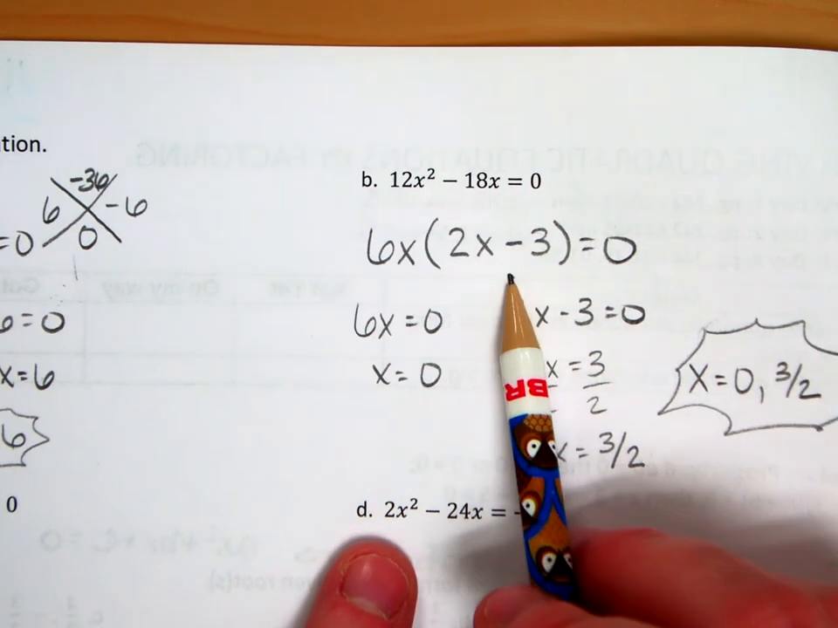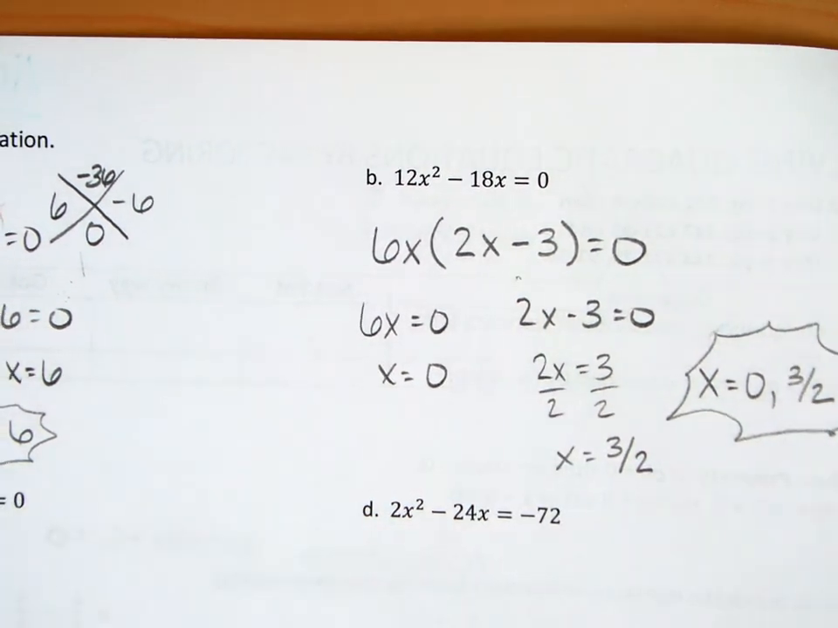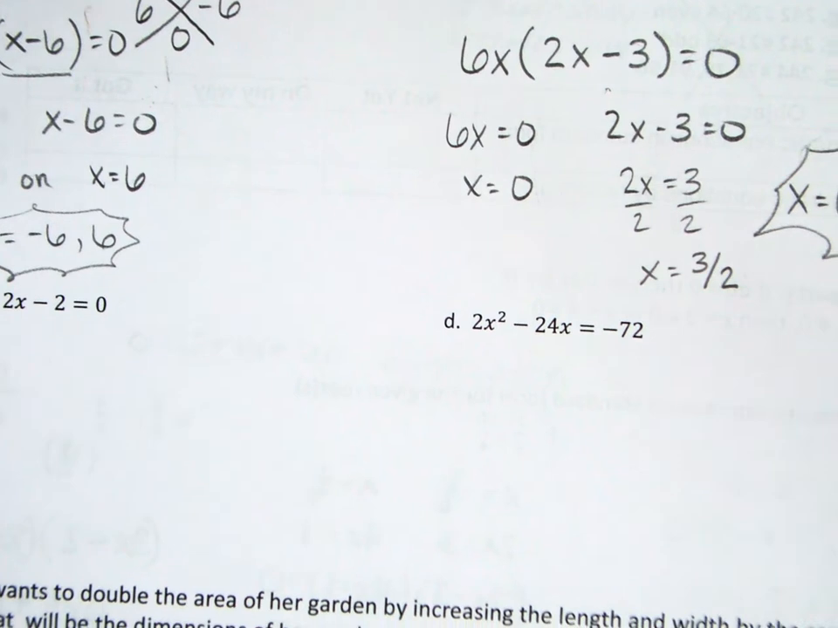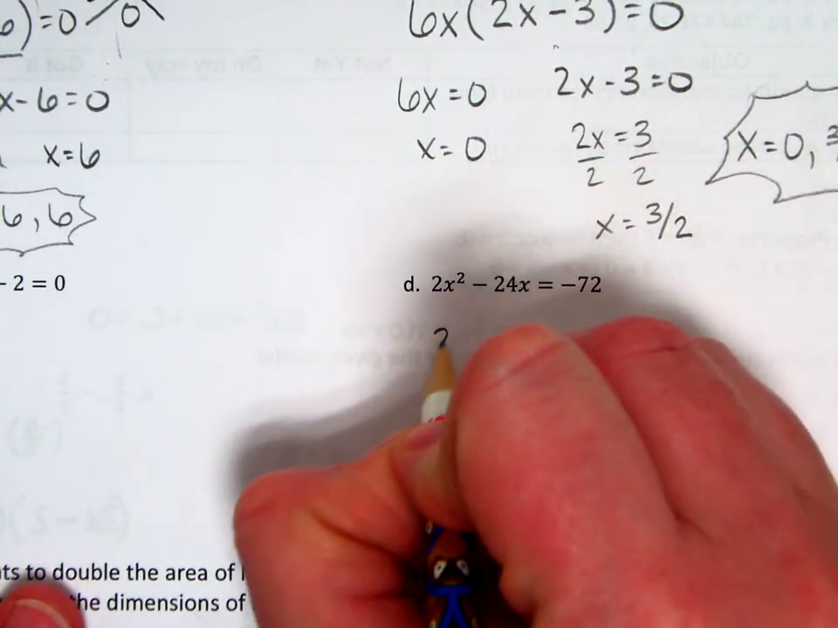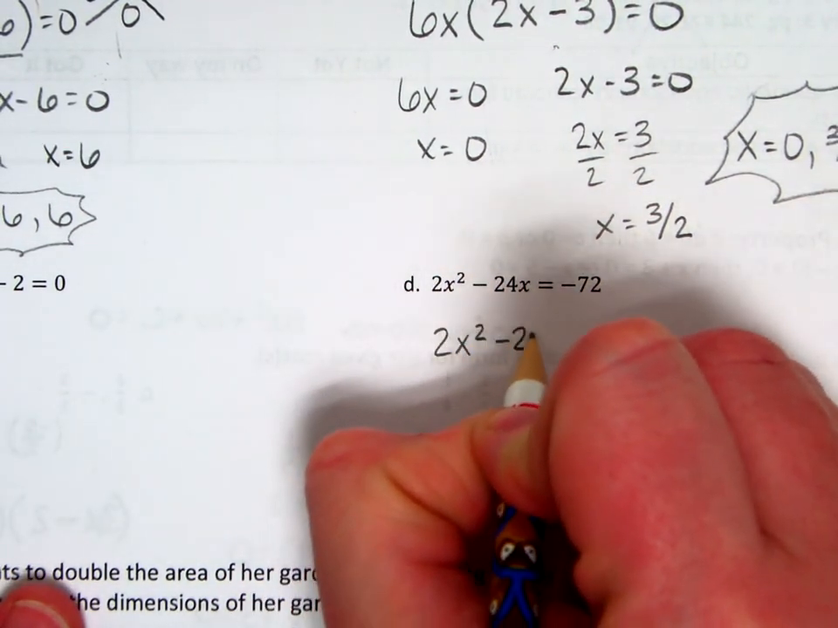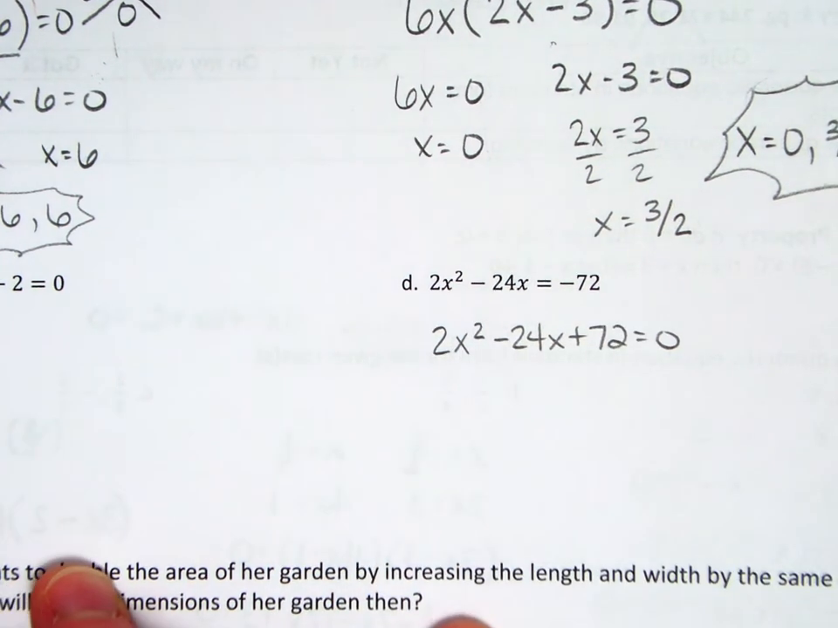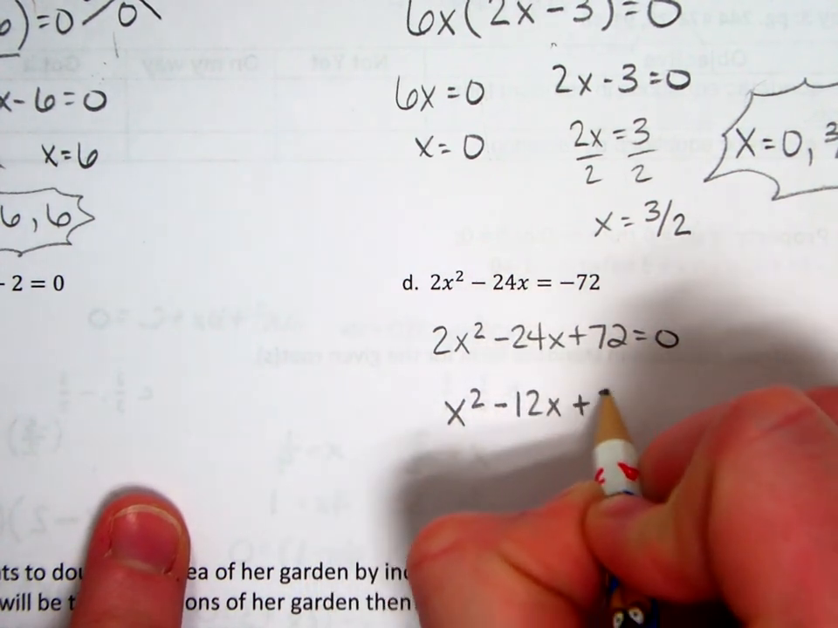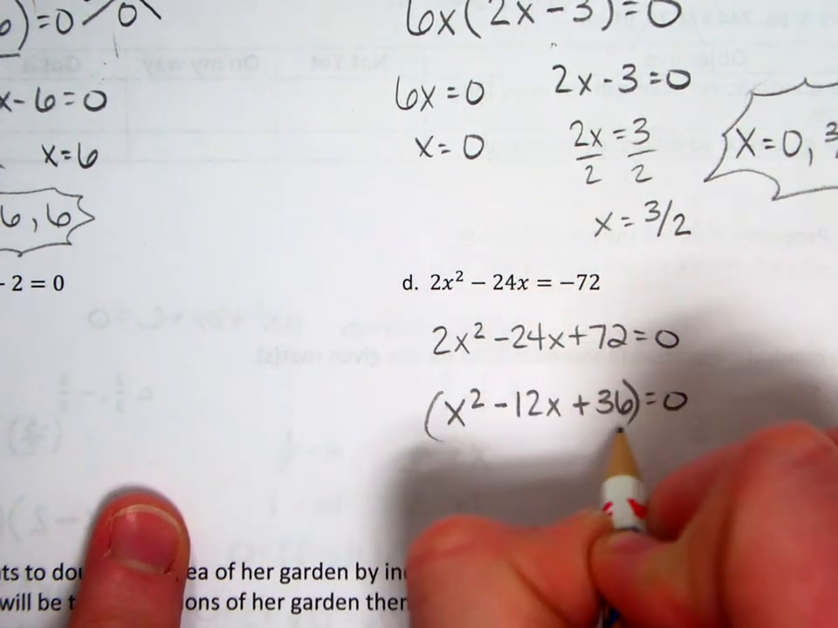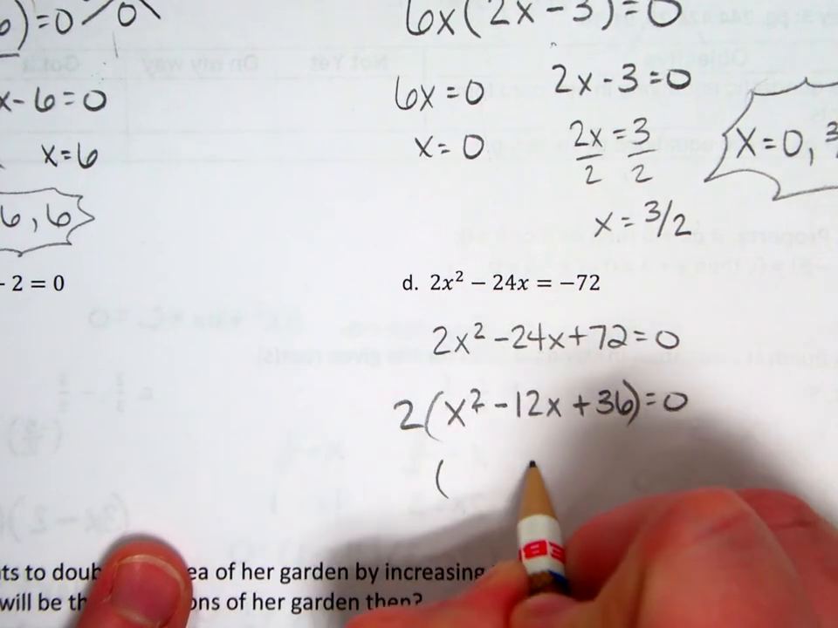The factoring here and this work here, until you tell me what x equals by themselves on the answer line, is not an answer. All right, so D, this is not equal to 0, so I'm going to add my 72 over, so I have 2x squared minus 24x plus 72 equals 0. Greatest common factor between a 2, 24, and 72 is going to be a 2, so I have x squared minus 12x plus 36 equals 0, and there's a 2 in front. So I'm going to factor this part out.